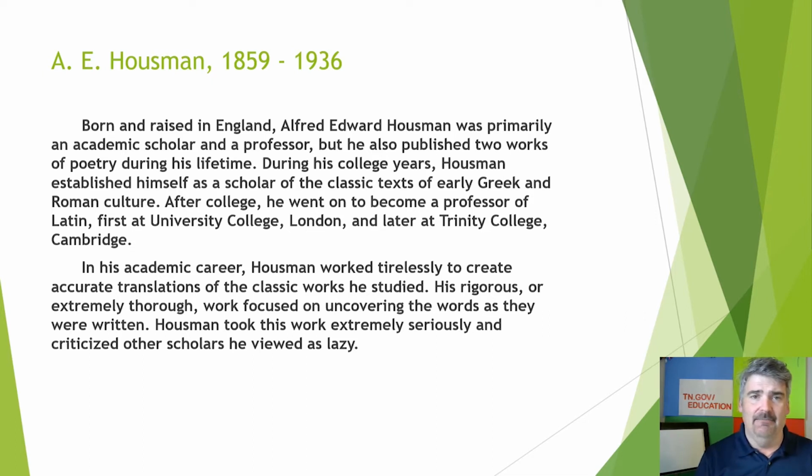Let's read the text. Born and raised in England, Alfred Edward Housman was primarily an academic scholar and a professor, but he also published 2 works of poetry during his lifetime. During his college years, Housman established himself as a scholar of the classic texts of early Greek and Roman culture. After college, he went on to become a professor of Latin, first at University College London and later at Trinity College, Cambridge. So, based on what you've heard in that first paragraph, what are some inferences you can make about Housman and his work? Take a moment to write your answer on your paper.